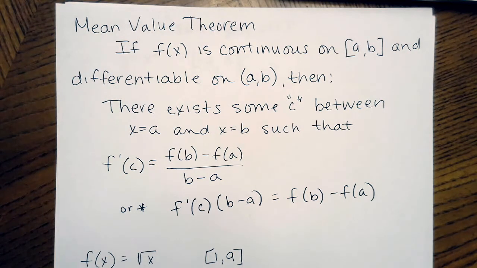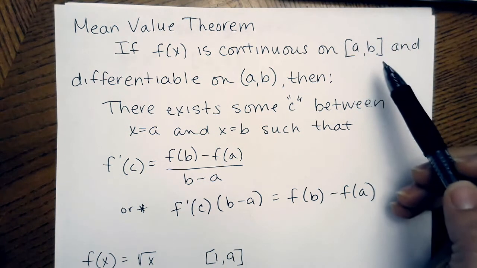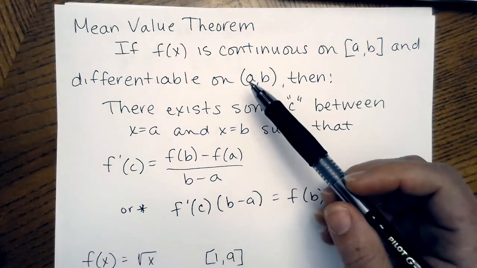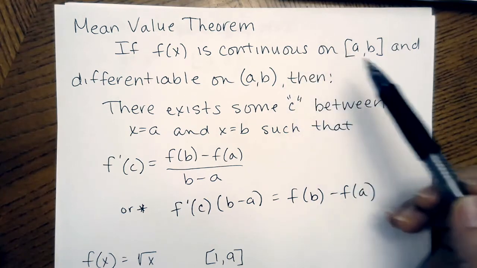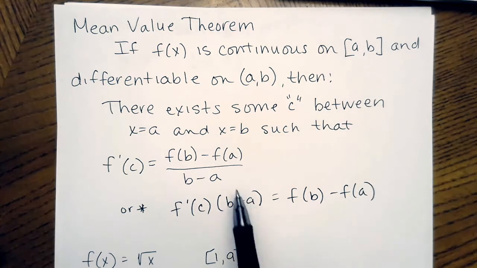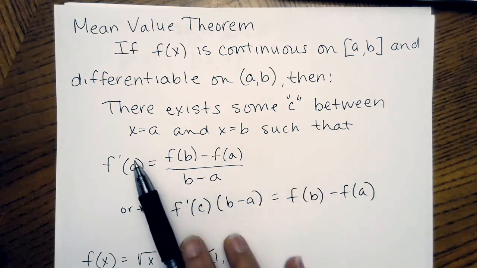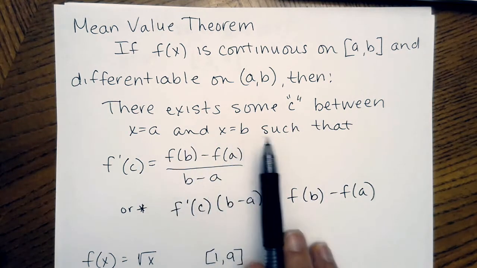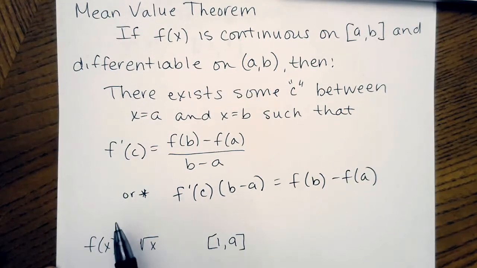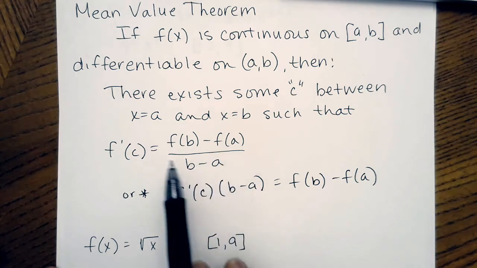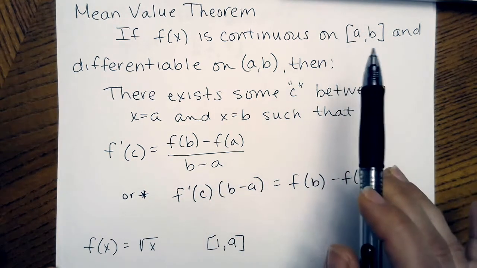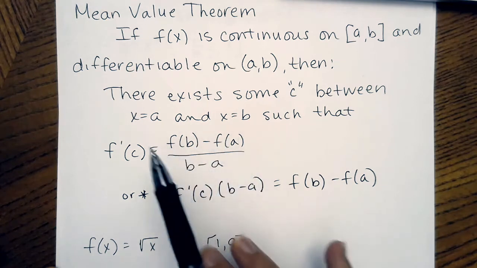Okay, so we have the official statement of the mean value theorem: if f of x is continuous on the closed interval, meaning the endpoints are included, for a, b, and differentiable on the open interval, so that means it can be not differentiable on the endpoints, but it has to be continuous on the endpoints, then there exists some value c between x equals a and x equals b such that f prime of c is equal to, essentially, this is just the slope between the two points. So this is the slope of the secant line.